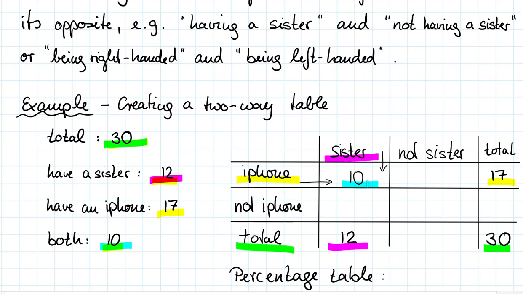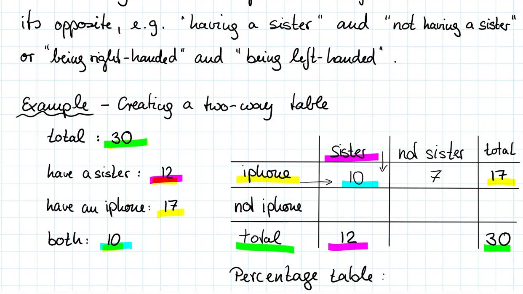But now I can actually find the other information from this, because in a two-way table, each row and each column adds up to a total. So we're having 10 people here who have a sister and an iPhone. And I know that a total of 17 people have an iPhone. So that means there are 7 people missing. 10 plus 7 is 17. So the first row is complete. That means those 7 people have an iPhone, but they do not have a sister.